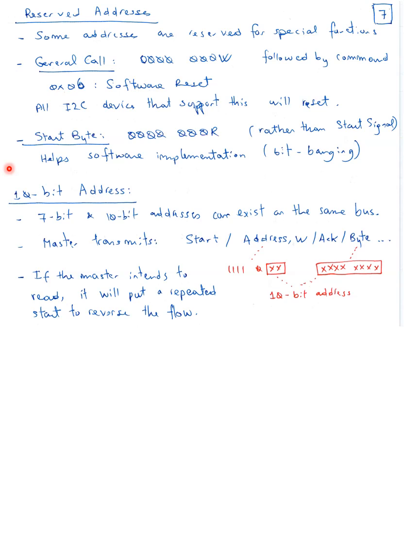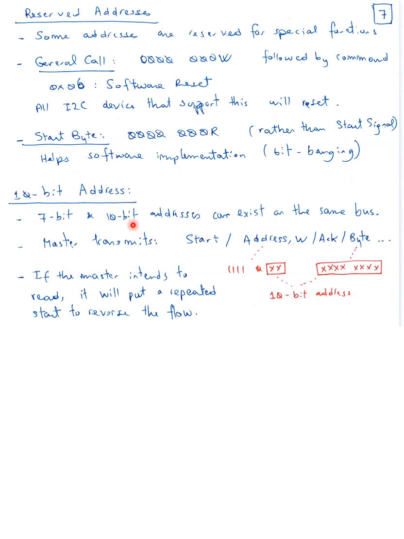Next, we're gonna look at the 10-bit address. Typically, I2C devices have a 7-bit address, but we can also support 10-bit addresses. And it turns out these can coexist on the same bus. So you can have 7-bit address and 10-bit address devices all connected to the same I2C bus. I would say in the most popular case, we stick with 7-bit because this gives you 2 to the power 7 equal 128 devices. So very rarely you're gonna put more than that on the same bus.